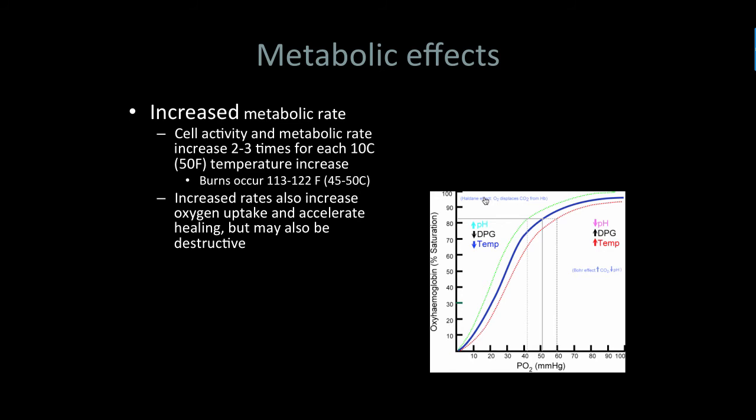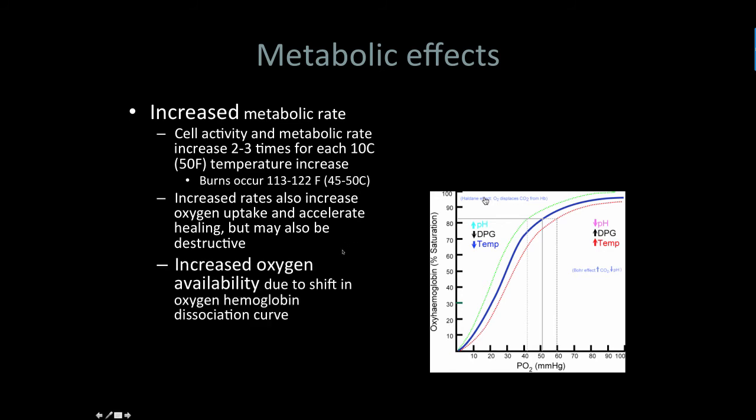The other thing that we get out of using heat is that we're able to shift our oxygen hemoglobin dissociation curve, and so we have increased oxygen availability. As demonstrated in the diagram right here, as we increase the temperature, we're sliding over to the right a little bit, and so we're able to increase the availability of oxygen for tissues.